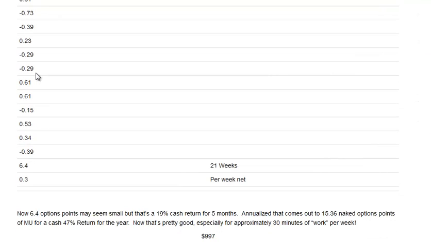This is a 21-week sample, which is about 5 months. The per week net here is 0.3. That's your per week credit based off these Micron options. Now that may sound like 0.3, what's that? Well, 0.3 on a very low price stock, and we are selling weekly options, doing at the money.